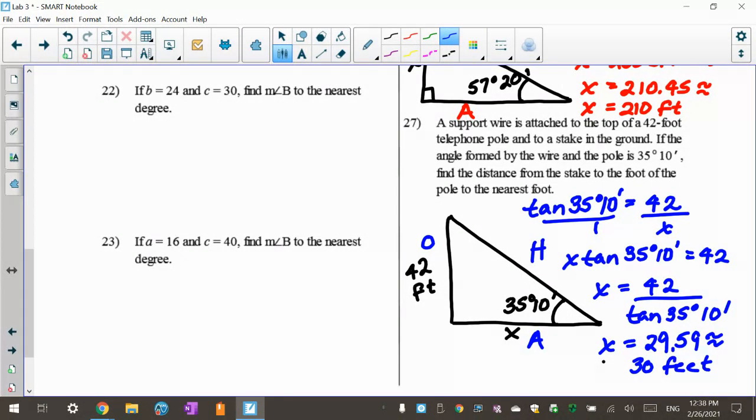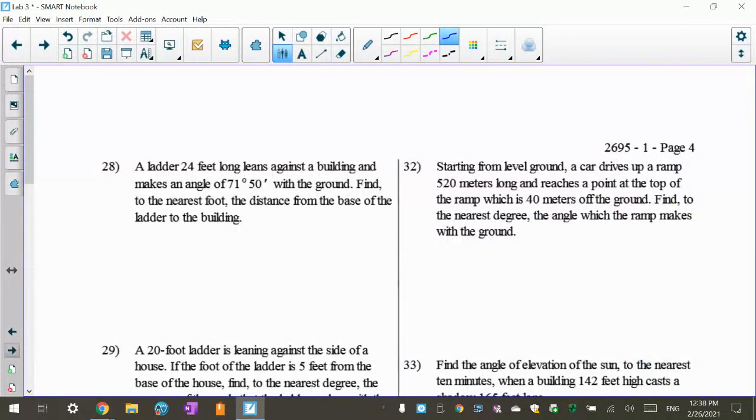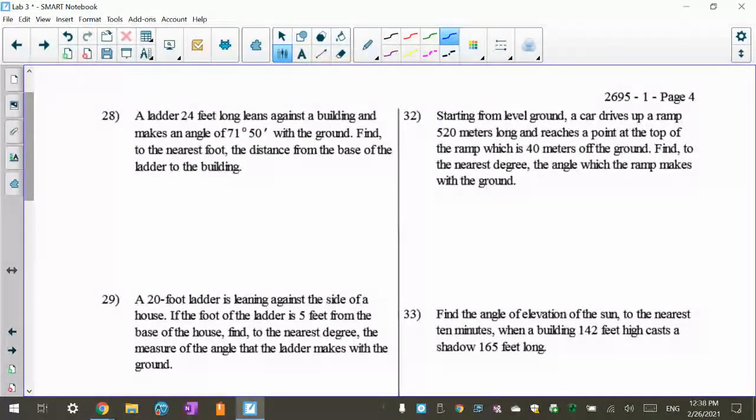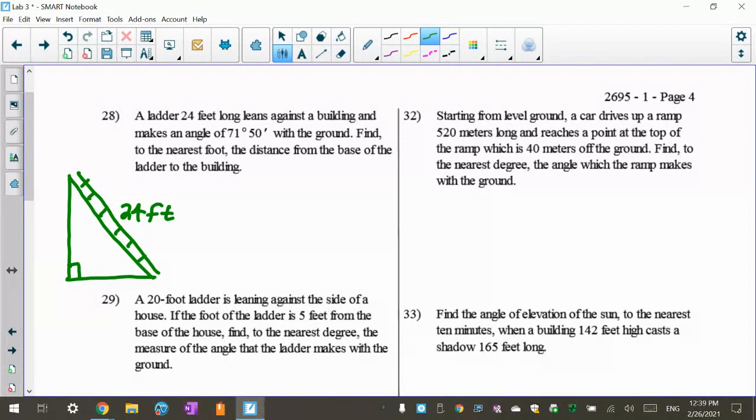On the next page, I like doing these two. So here's 28. It says a ladder 24 feet long leans against a building and it makes an angle of 71 degrees 50 minutes with the ground. So that's cool. Here's my building over here, and I'm going to make this my ladder. Sometimes my right triangles are better than others. So here's my right triangle, and they said it's 24 feet long, and it leans against the building at this angle of 71 degrees and 50 minutes. So that's almost 72 degrees because there's 60 minutes in a degree.